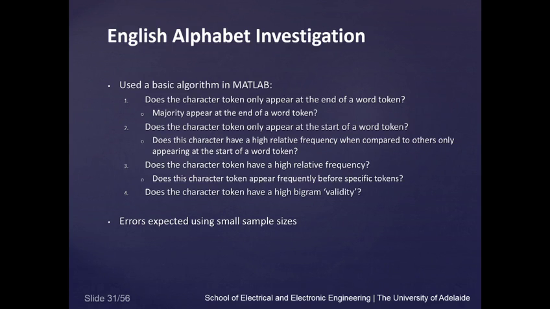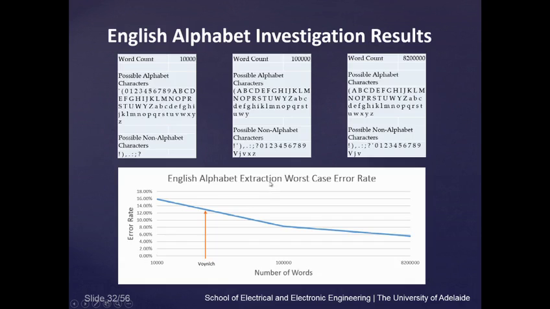And we also checked whether a character token had a high bigram validity. Some alphabet tokens had very few appearances within the text, and some, even within 300,000 words, would never appear, such as Q or Z. Even so, we did expect some errors using these small sample sizes.